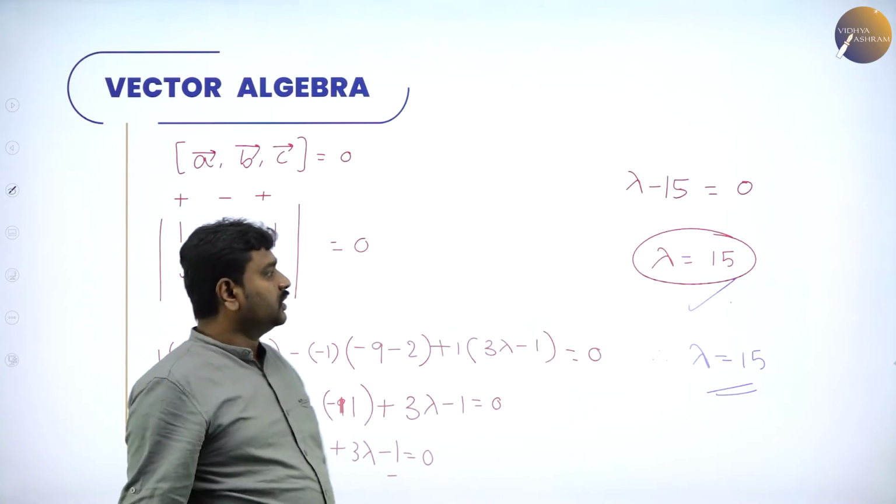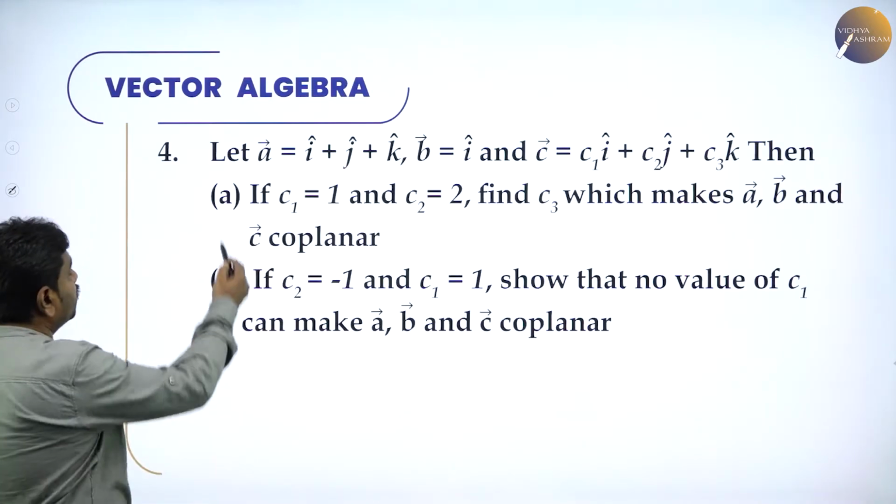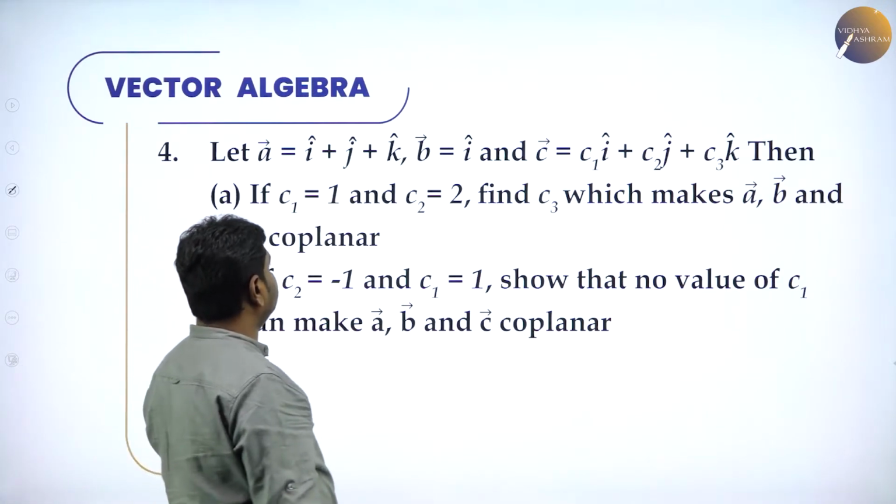Then you are right. Now next, question number 4. Vector A is i cap plus j cap plus k cap.